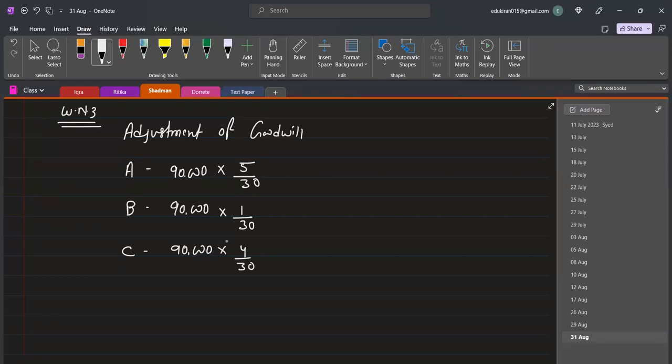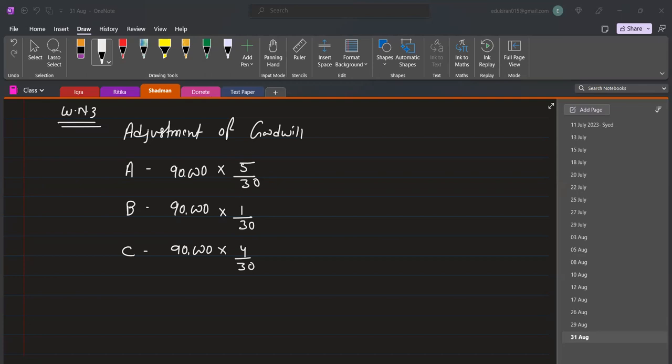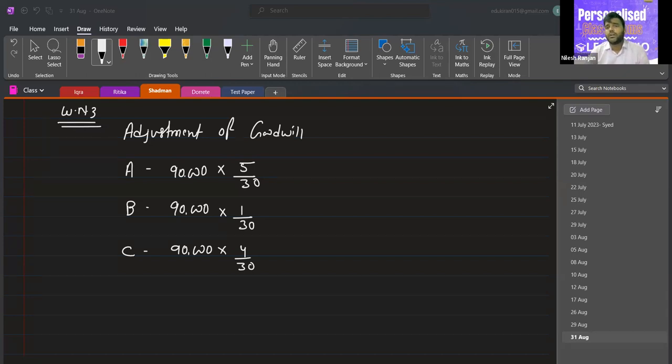So, sir, how will we know that we have to find only the average profit and not normal profit and super profit? In this question, it is given that the goodwill should be valued at 2 years' purchase of the average profit. So you have to stop at average profit only. If it is written that we have to calculate goodwill by multiplying super profit with the number of years' purchase, then we will use the super profit method, or otherwise it will be written capitalization.